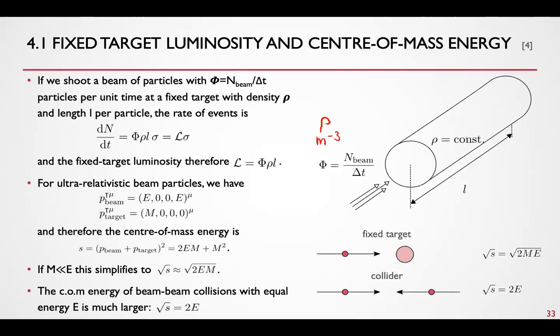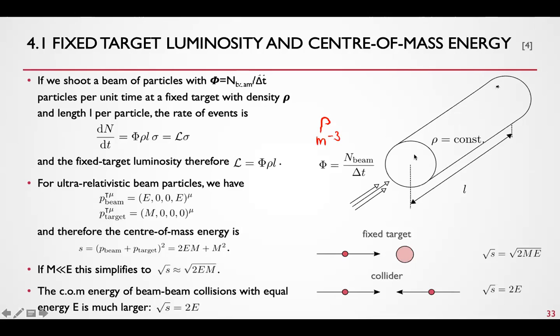Meter to the -3, so particles per cubic meter, if you want. Okay. We shoot a beam of particles with a rate of phi. That's the number of beam particles per unit time. And we have our detection length here, L.